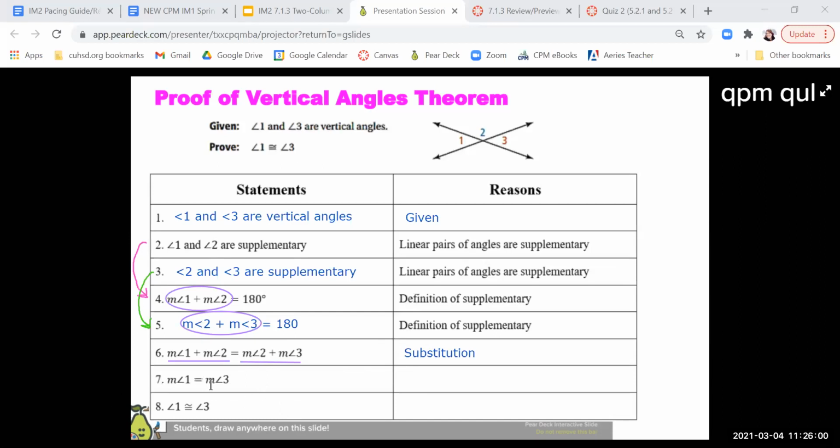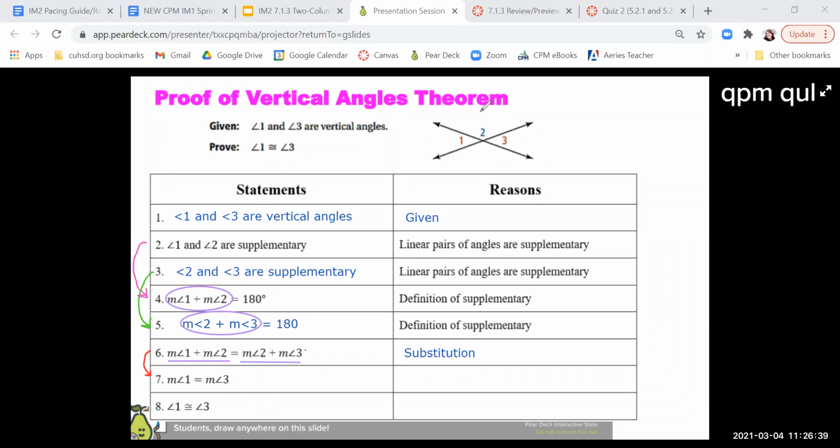Now, for line 7, what we have to think about is, remember, every step leads to a future step somehow. So how did step 6 get manipulated to give us step 7? What happened to step 6 that resulted in step 7? Let's look for the differences. In step 6, we have the measure of angle 1. In step 7, we have the measure of angle 1. In step 6, we have the measure of angle 3 over on the right, and we have the measure of angle 3 in step 7. What's missing is this and this.